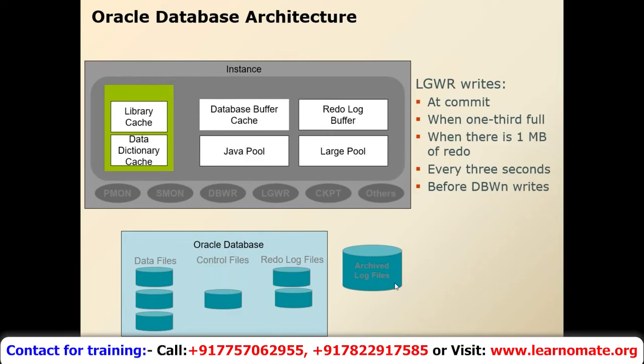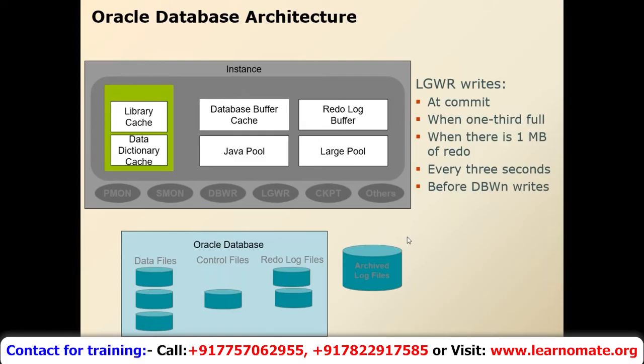So GoldenGate captures all the changes, whatever changes happen in the database, from these log files. So for GoldenGate or any change data capture tool, like the competitors of GoldenGate, you must have heard about SharePlex, you must have heard about Attunity. From where do they capture the changes? They capture the changes from database logs. Those database logs in case of Oracle are called redo log files or backup of redo log files, which are called archive log files.